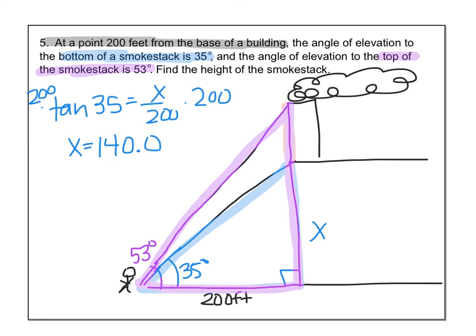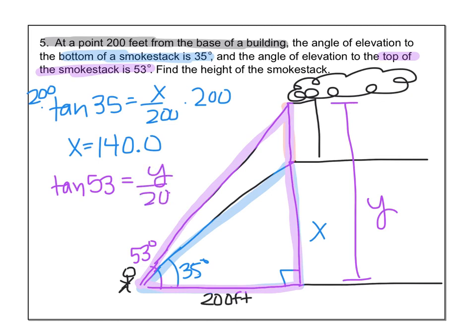purple triangle right now. We're going to be able to find side y by again doing tangent of that angle in the purple triangle. Tangent of 53 degrees is equal to y over 200, times 200 on both sides. And then type that in the calculator, you get 265.4. And our goal is to find just this. This is what we were trying to find right now. Just how tall that smokestack is.